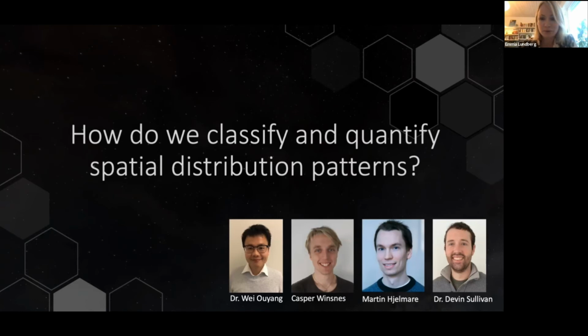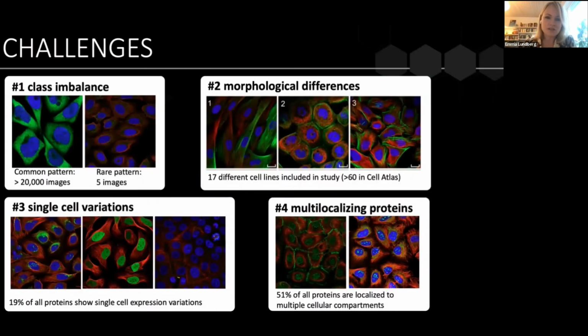How do we classify and quantify spatial distribution patterns? It might seem trivial. We're still working with cell lines. It's easy compared to tissues, but it's a lot of challenges. There's a great class imbalance between common and rare patterns. There's morphological differences. We work with 60 different cell lines. This is the same protein in 3 different cell lines. We have the single cell variations, 19% of the proteome, and we have the multilocalizing proteins, half of the proteome. So altogether, from a machine learning perspective, this poses quite a lot of challenges, and we've had to develop new approaches and ways to deal with the data to do this.